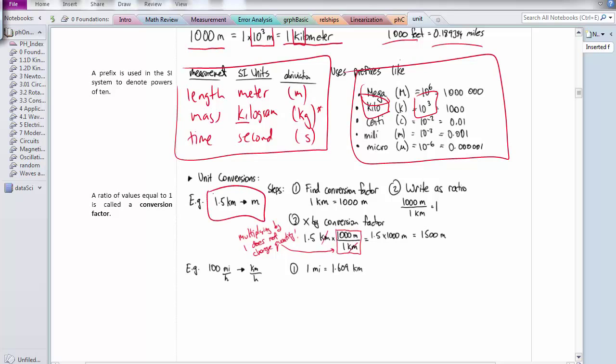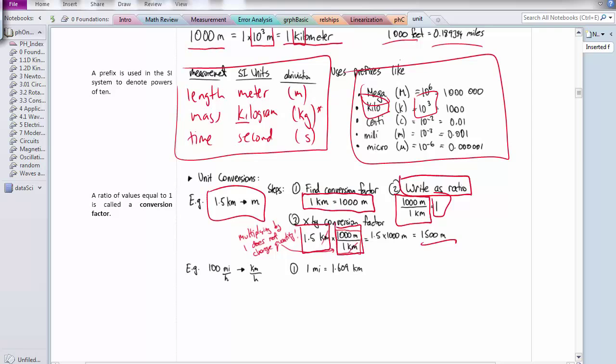If we want 1.5 kilometers to meters, there's 3 steps. First, you write the conversion factor. So 1 kilometer is equal to 1,000 meters. Then you write them as a ratio, and this is what we also call the conversion factor. So 1,000 meters divided by 1 kilometer is just 1. And so the idea is if we need to convert 1.5 kilometers into meters, we're just multiplying it by 1. So we're not changing the actual value.